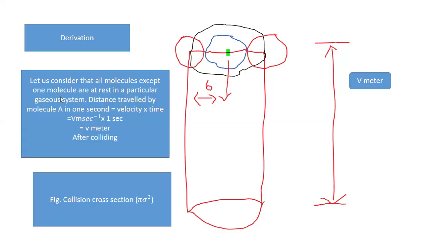Derivation. Let us consider that all molecules except one molecule are at rest in a particular gaseous system. The distance traveled by molecule A in 1 second is velocity multiplied by time, that is v meters in 1 second. The collision cross section is pi sigma squared. For two molecules, the distance between centers is the diameter sigma, and this is the v meter path.